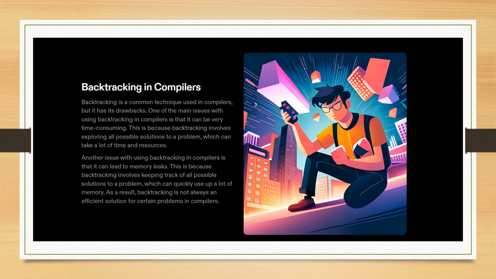Backtracking in compilers. Backtracking is a common technique used in compilers, but it has its drawbacks. One of the main issues with using backtracking in compilers is that it can be very time consuming. This is because backtracking involves exploring all possible solutions to a problem, which can take a lot of time and resources. Another issue with using backtracking in compilers is that it can lead to memory leaks. This is because backtracking involves keeping track of all possible solutions to a problem, which can quickly use up a lot of memory. As a result, backtracking is not always an efficient solution for certain problems in compilers.